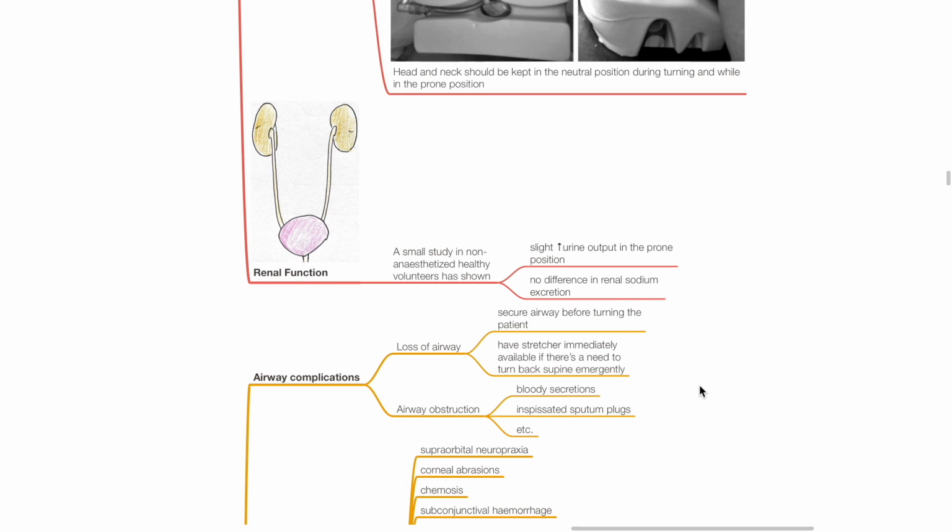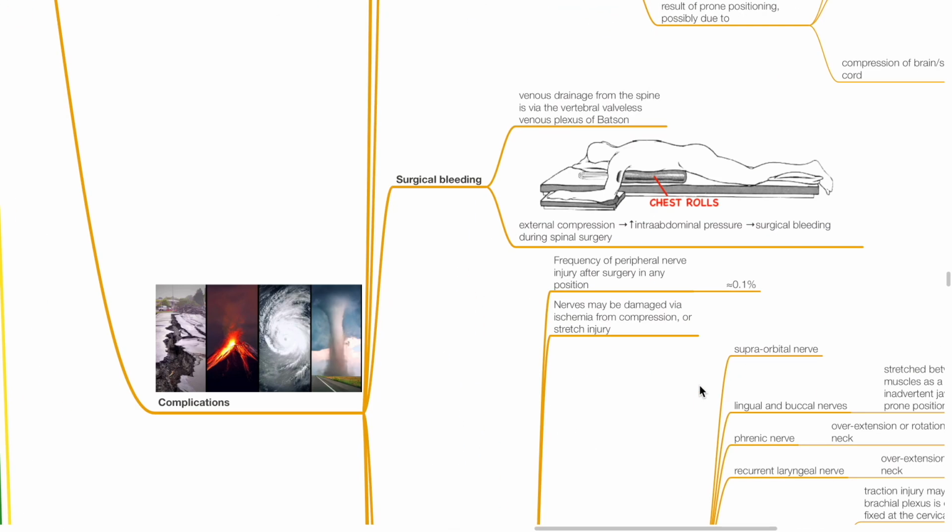A small study in non-anesthetized healthy volunteers has shown slight increase in urine output in the prone position, but no difference in renal sodium excretion. Complications during the prone position.